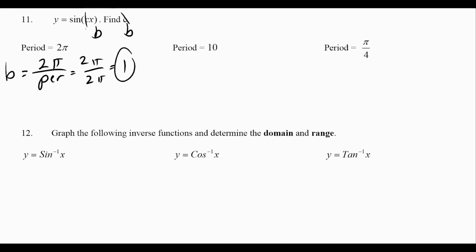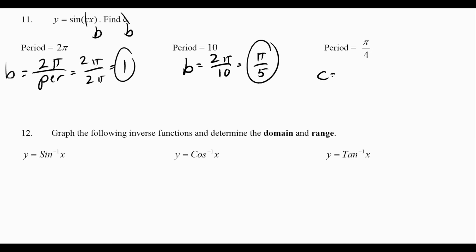Now they use the letter C to try to trick you into thinking that it's going to be something different, but really you're just looking for the B value. So do not be fooled. Okay, next one. B is equal to 2 pi over 10, so that's going to give you pi over 5, and that is your answer.